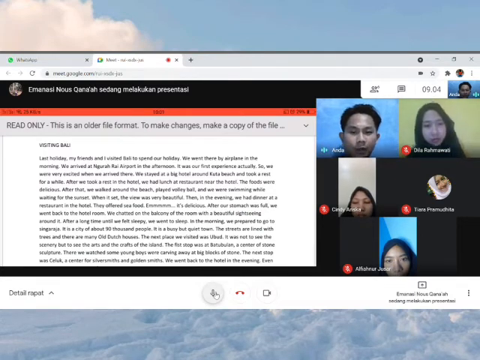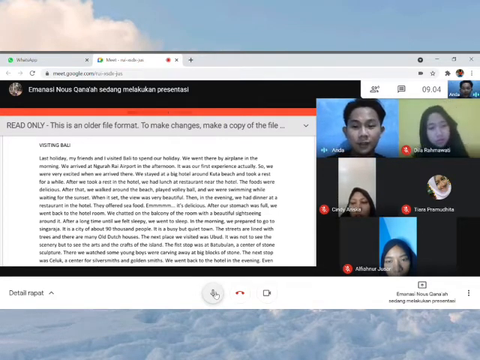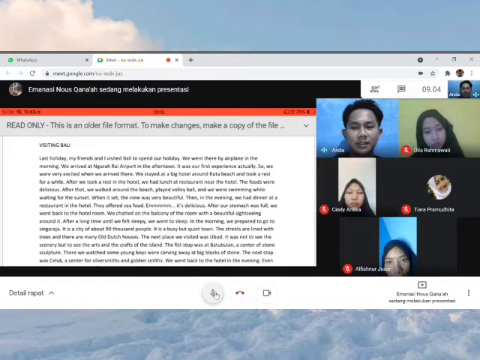After our stomach was full, we went back to the hotel room. We sat on the balcony of the room with the beautiful sightseeing around it. After a long time, until we felt sleepy, we went to sleep. In the morning, we prepared to go to Singaraja. It is a city of about 90,000 people. It is a busy but quiet town. The streets are lined with trees and there are many old Dutch houses.